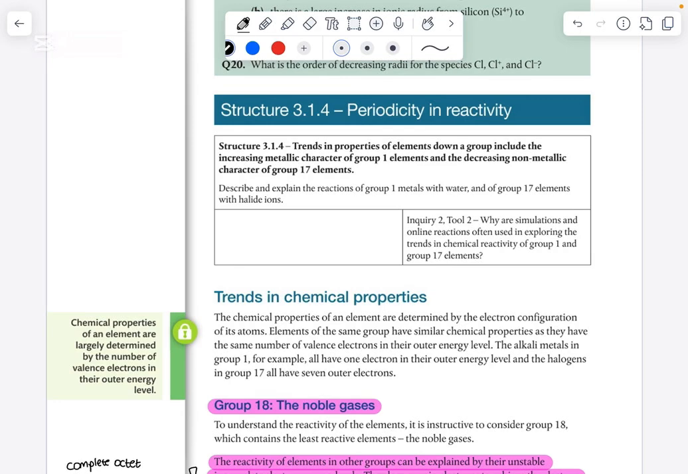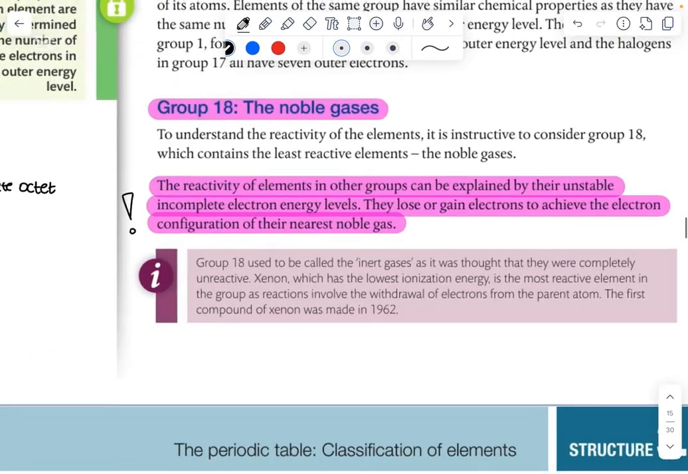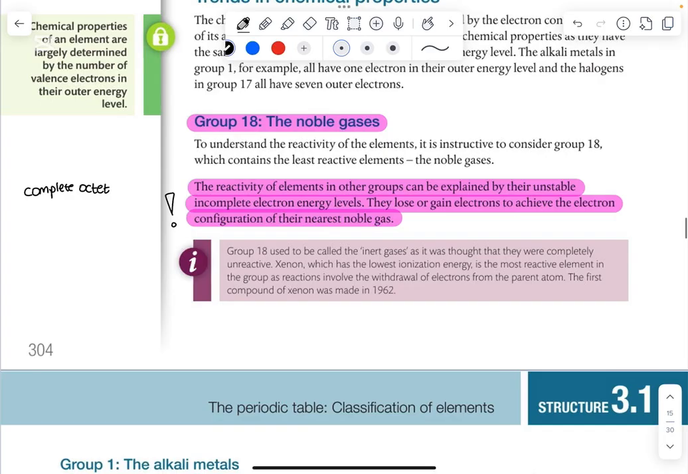Structure 3.1.4, periodicity and reactivity. Group 18, as we talked about, are the noble gases. Noble gases have a complete octet. So the reactivity of elements in other groups can be explained by their unstable, incomplete electron energy levels. They lose or gain electrons to achieve the electron configuration of the nearest noble gas.